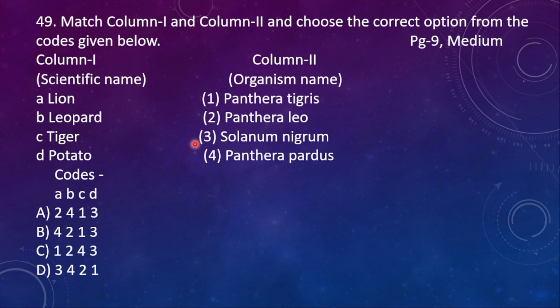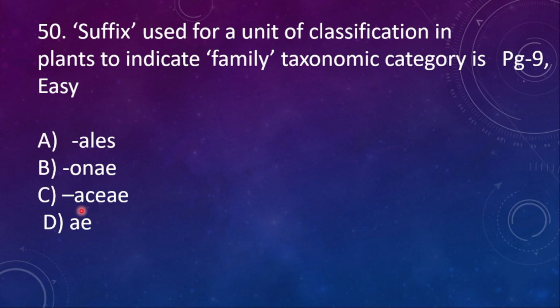Potato, Solanum tuberosum. Among these, if you are confident about any two, for example I can say tiger, if I am very confident about the tiger, it means Panthera tigris. C is 1. Then you must go for one more confident one. Potato I am confident about. D is 3. Then go for another one, let's go for leopard, Panthera pardus. So B is 4. So the correct option will be A. Lion, Panthera leo.